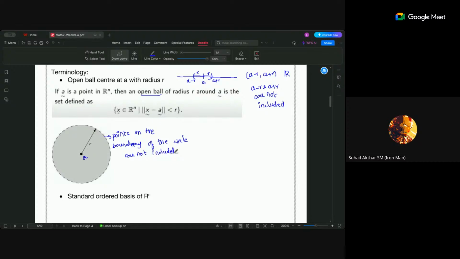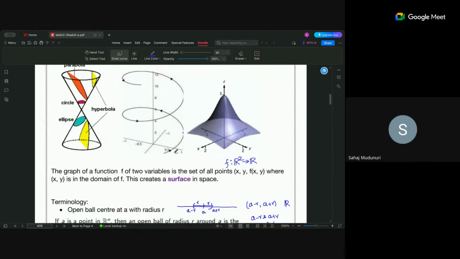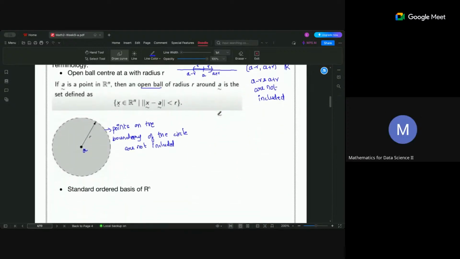Ma'am, this will look like a sphere in 3D, right, ma'am? Exactly. In 3D, it will look like a sphere, but a sphere where the outer shell is not included. Only the inner part of the shell. Ma'am, is a sphere in three-dimensional space considered a surface? Yes, you can say. So it's considered a surface. So here you see that all the points inside this are points inside the open ball.